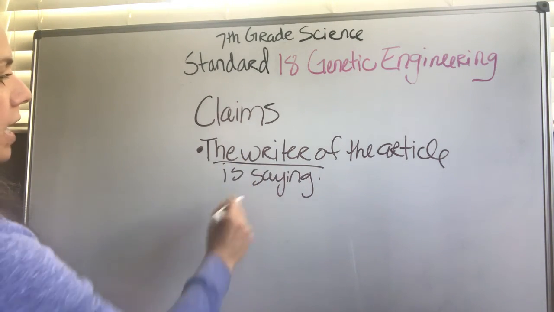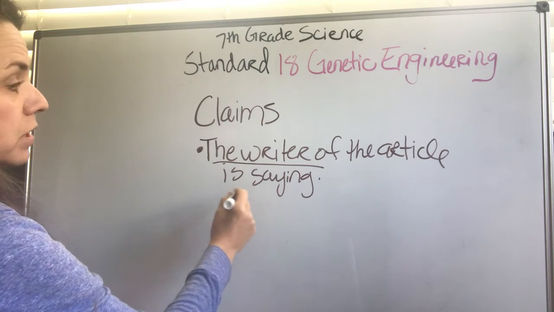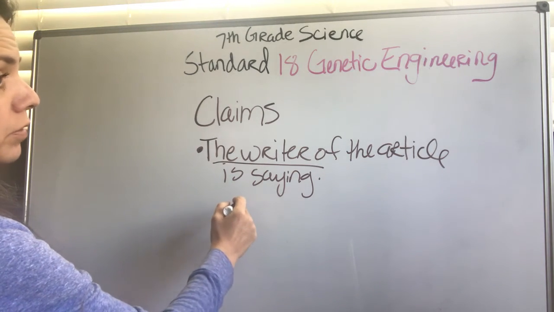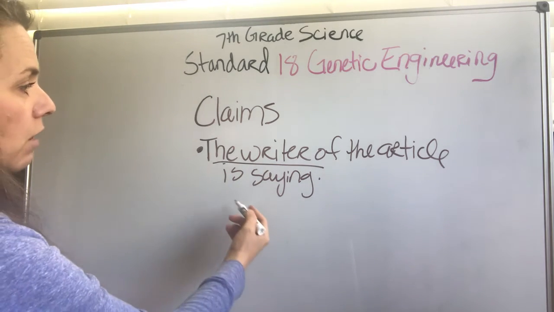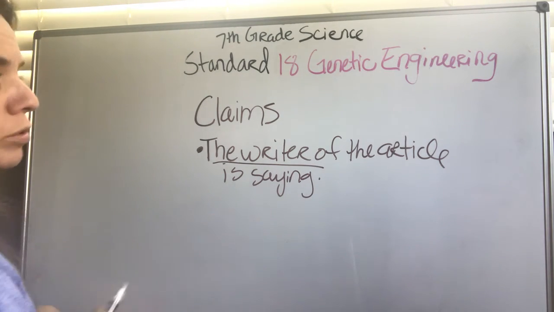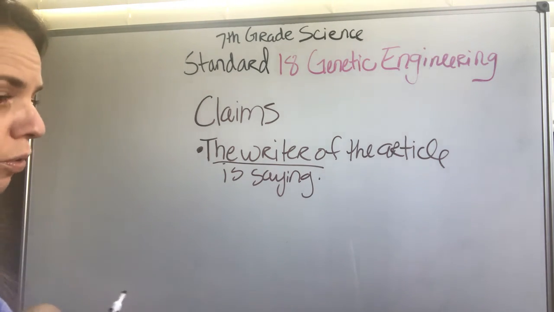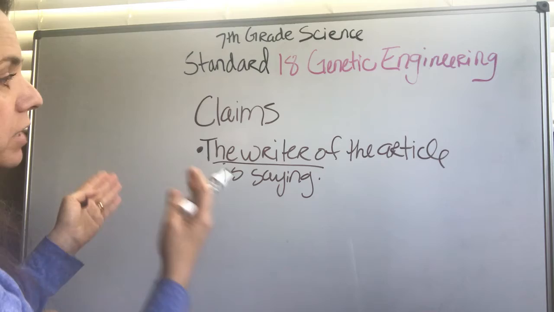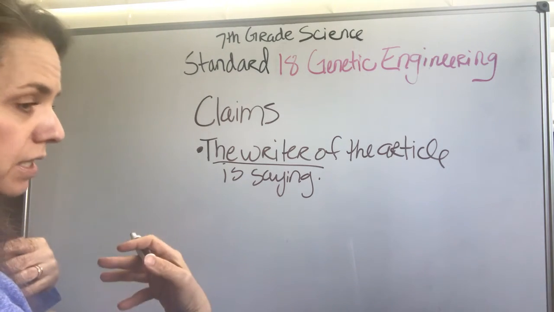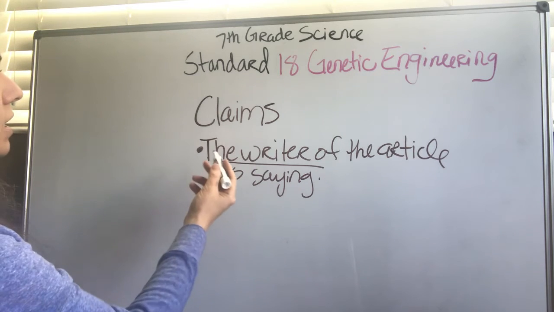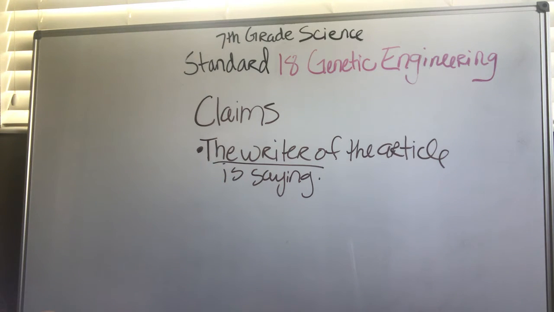And then that writer is going to say whether it's helpful, harmful, or neutral to human beings, and then whether it's helpful, harmful, or neutral to the organism. They may not include both of those things. They may just be talking about whether it's helpful or harmful or neutral to us. But you need to identify that given the article. So it's kind of like English.